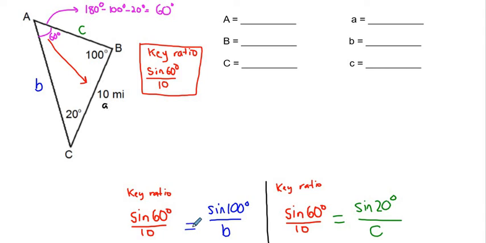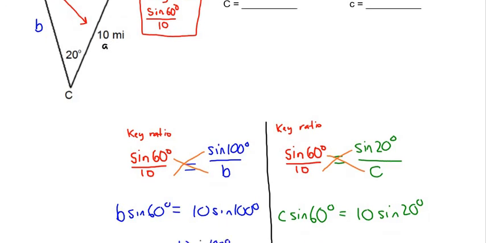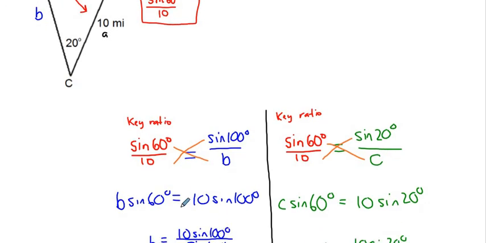So the way you solve them, pretty easy. You cross multiply these right here. So you're going to do B sine 60 is equal to 10 sine 100. Same thing here with C and its pieces. And so you get B sine 60 is equal to 10 sine 100, and C sine 60 degrees is equal to 10 sine 20. And then you just simply divide to solve this. You're going to divide by sine of 60 on both sides.